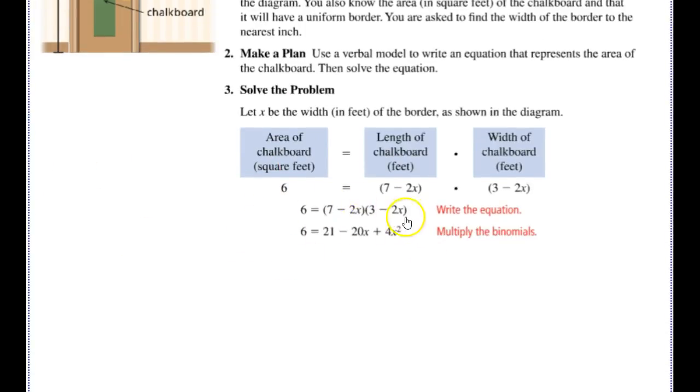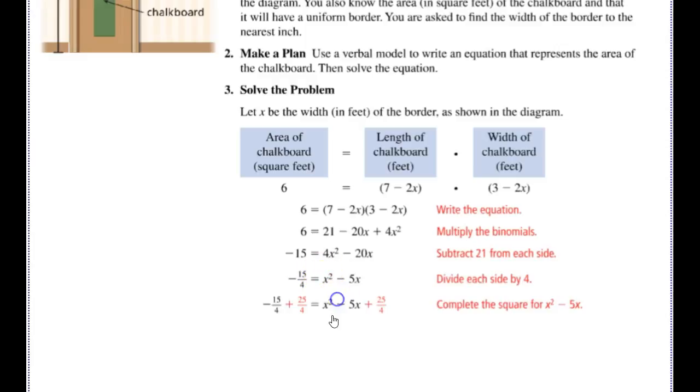Then I multiply these binomials. All I've done is multiply this right side. And then I subtract 21 from both sides because I want to get only my terms with an x over on the right side. So I subtract that 21. Now I divide everything by 4 because I wanted to get this term to be 1. Now that that's 1, I can complete the square. So I divide this by 2 and square it and add that to both sides.